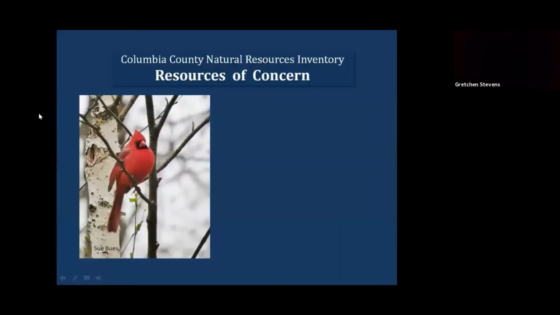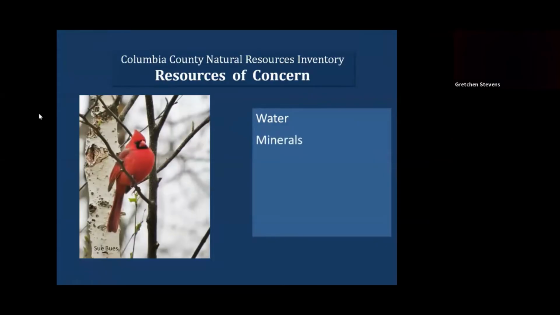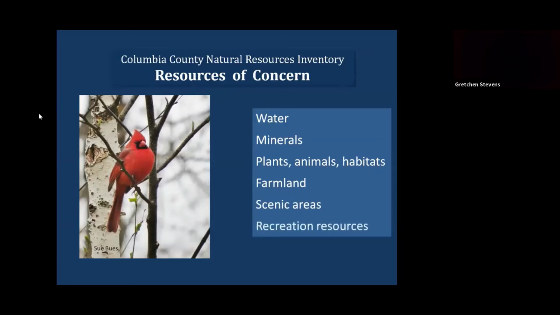So what kind of resources are covered in the NRI? Certainly water resources, including streams, lakes, ponds, and groundwater. Minerals, including those we have mined in the past and those that we continue to mine. Plants and animals of the county and their habitats, including wetland and upland habitats of all kinds. Farmland and good farmland soils. Scenic areas that are visible from public places throughout the county, and recreation resources that are available to the public.